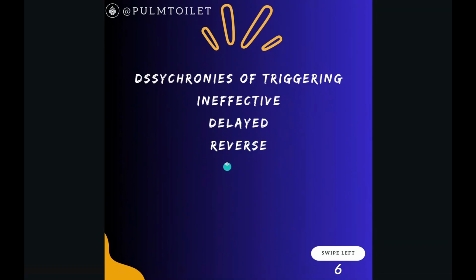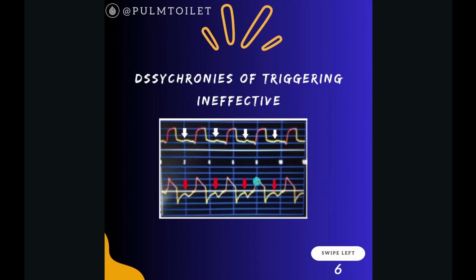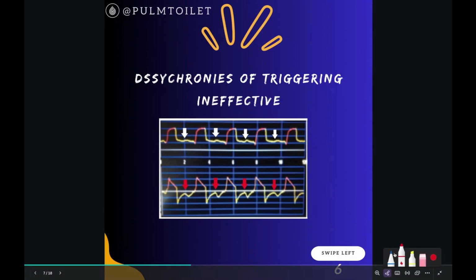There's 3 here that I have listed, but sadly I forgot one, which would be auto trigger. So the first is ineffective trigger. An ineffective trigger is when the patient is trying to let the ventilator know that they want a breath, but because of some reason, the vent doesn't see the effort.